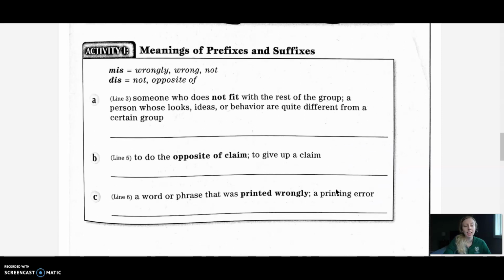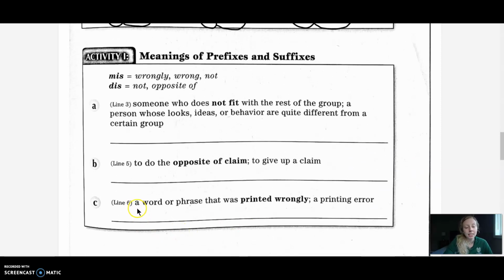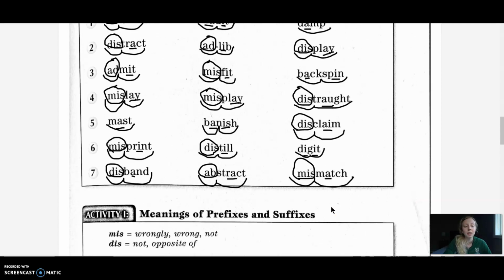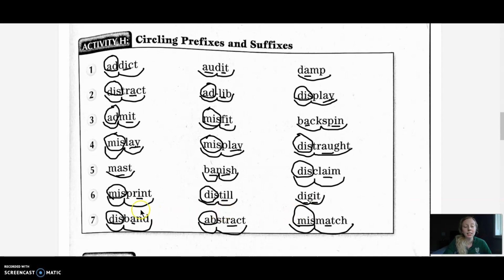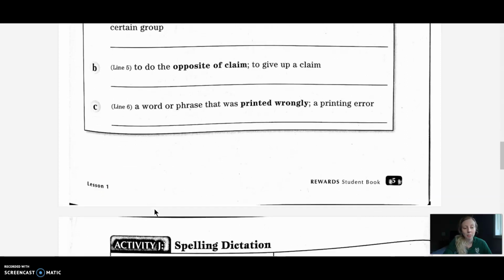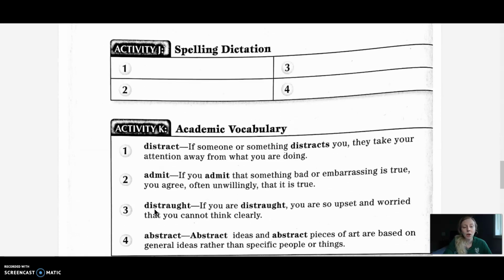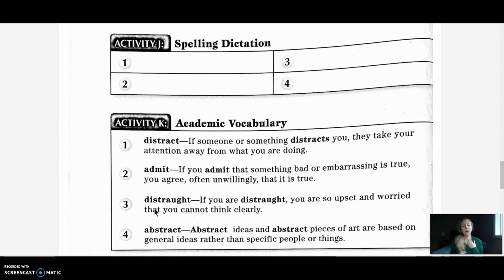Perfect. Last one. We're going to look at line 6, a word or phrase that was printed wrongly, a printing error. So line 6, printed wrongly. Is it misprint, distill, or digit? Right, misprint, because remember, miss means wrongly, printed wrongly, misprint. Good. Nice job, guys.